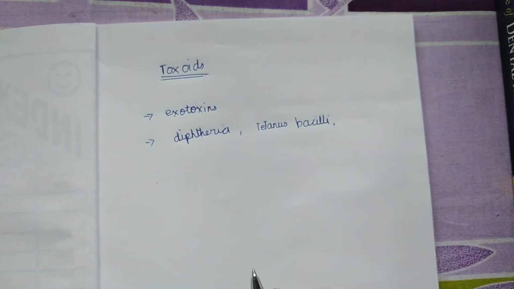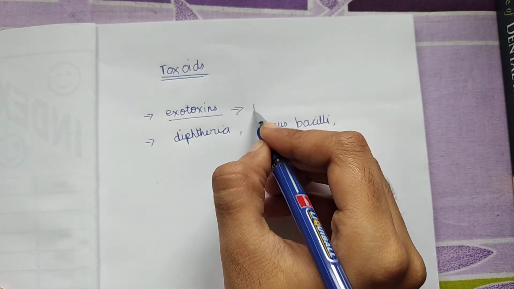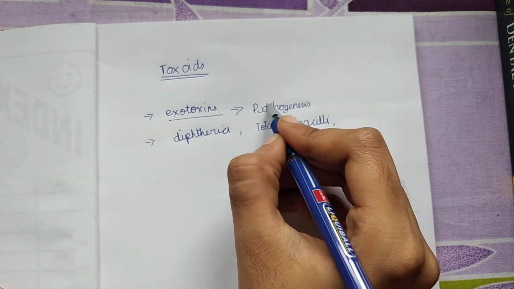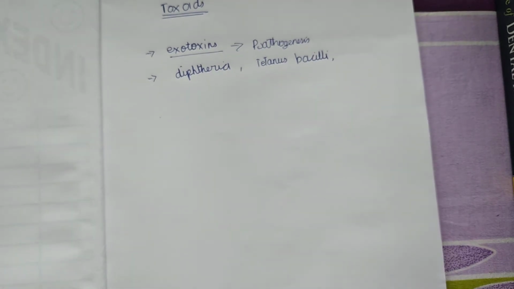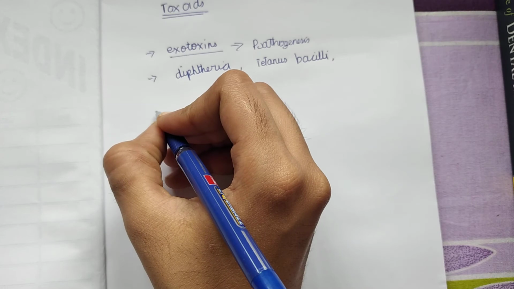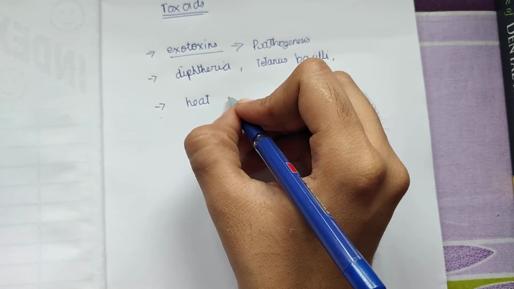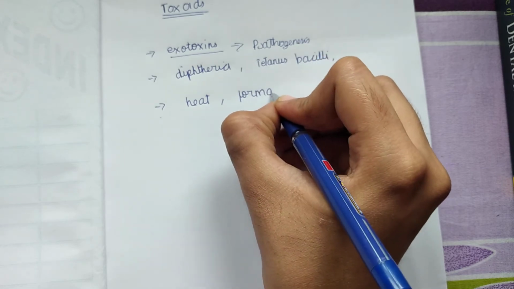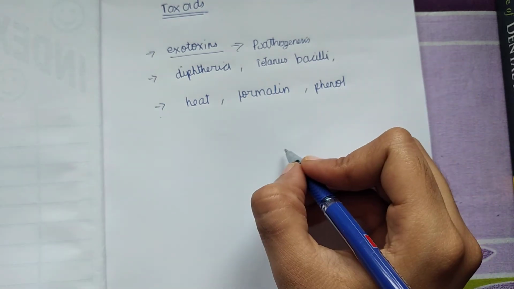Which plays an important role in pathogenicity? It is this exotoxin that plays an important role in pathogenesis. In such infections, the toxin can be detoxified, for example by heat, formalin or phenol, and used for immunization.